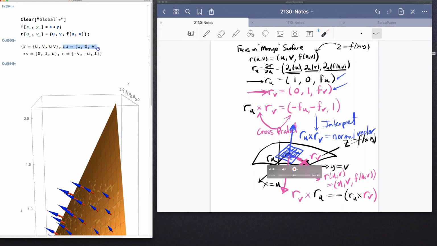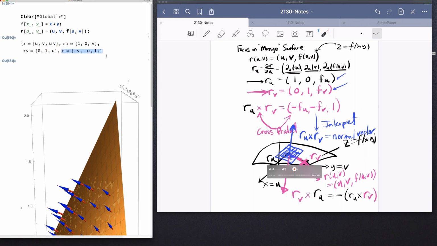Here are the partial derivatives, partial with respect to u, partial with respect to v, and when you take their cross product, we can see that we are getting the negative of the partial derivative of this function with respect to x, which is u, which will give us negative y, and y is equal to v, and then we get negative partial of the function with respect to y. Here's the partial derivative and the cross product.